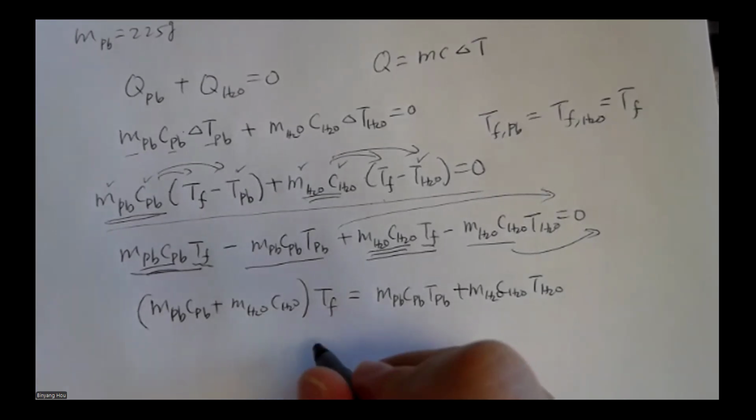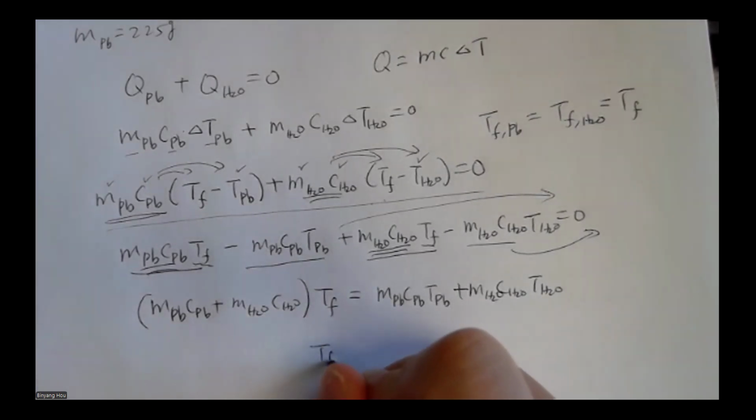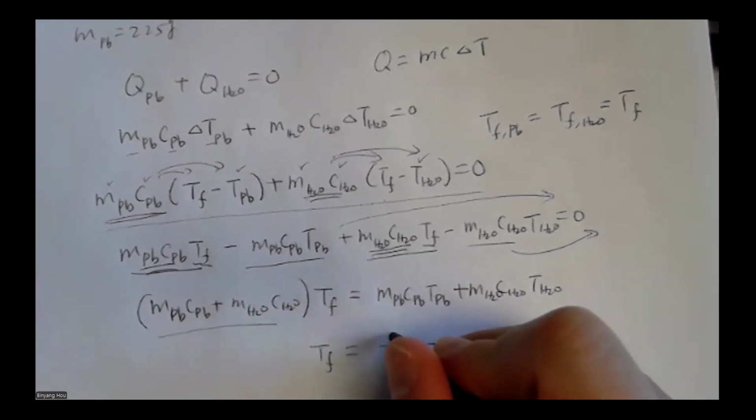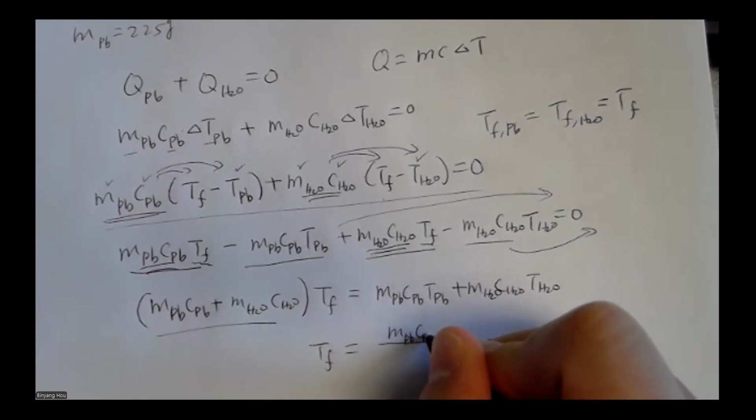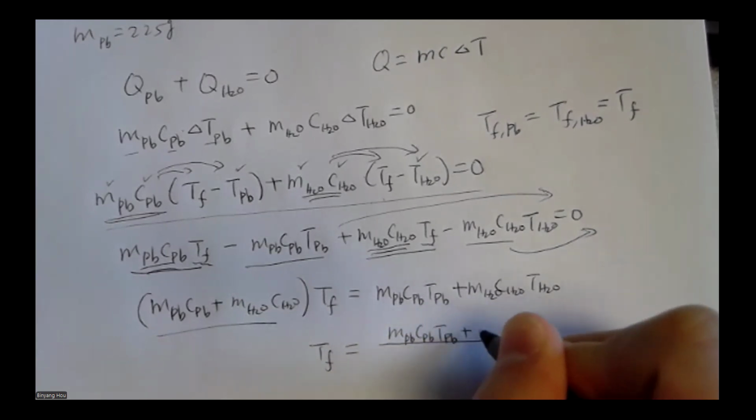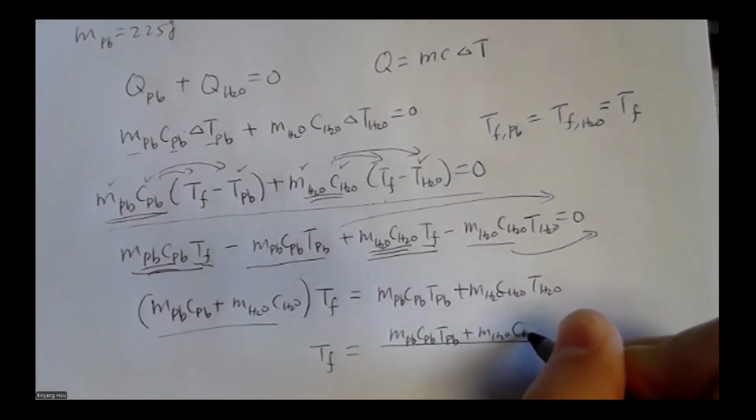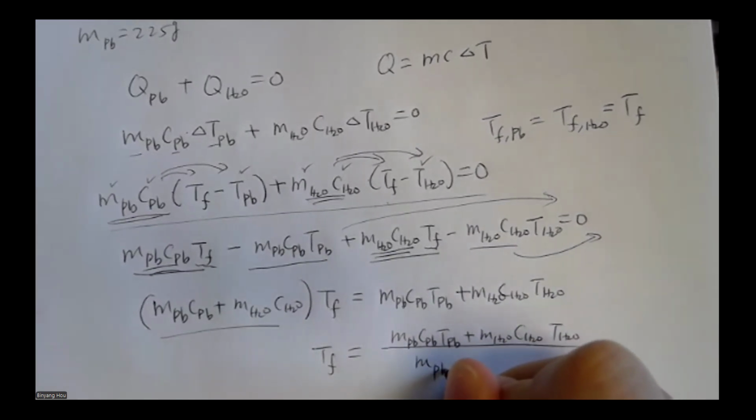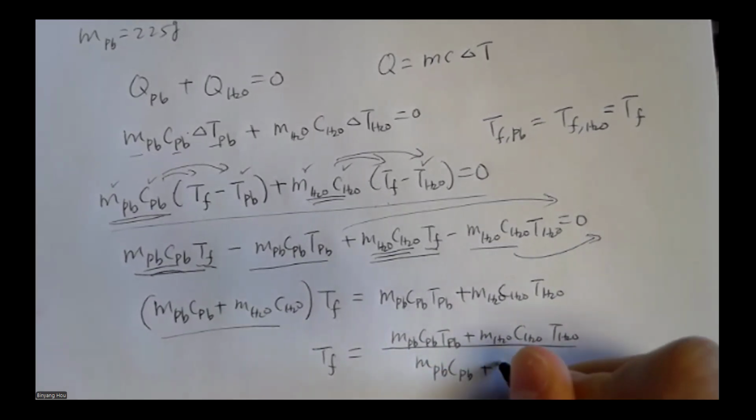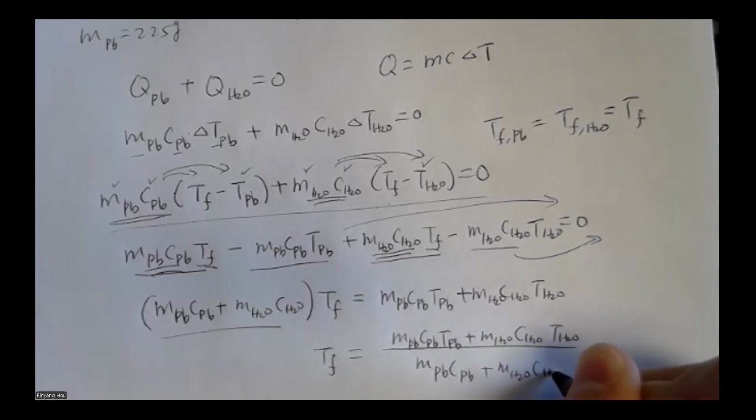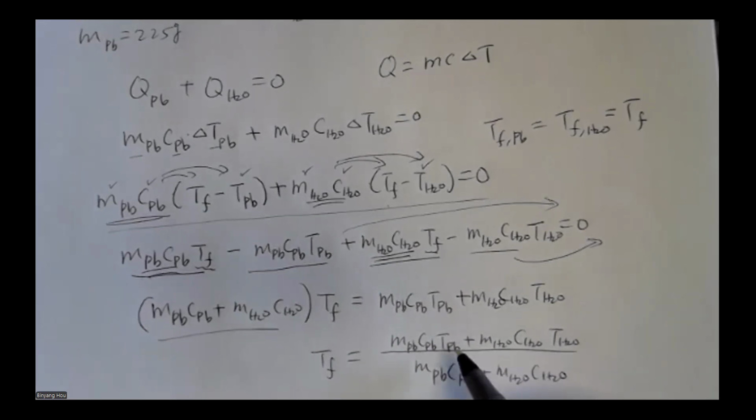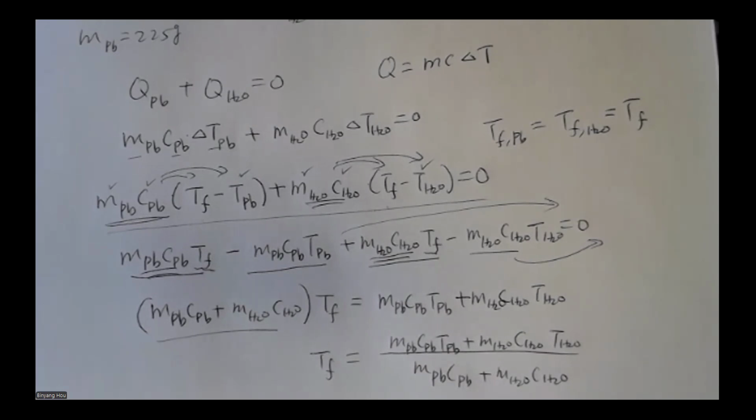So T final here then should be equal to all this divided by this, right? So it should be MPB, CPB, TPB plus MH2O, CH2O, TH2O divided by MPB, CPB plus MH2O, CH2O. Okay. Now, at this point, you can plug in all the numbers and then calculate for your T final.